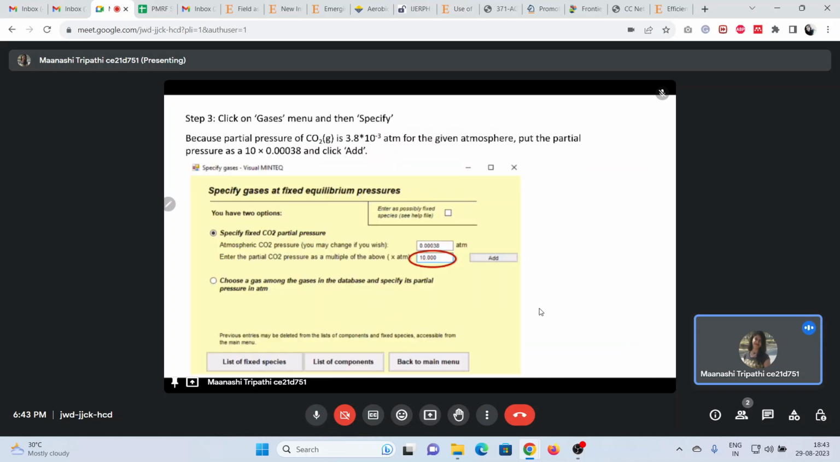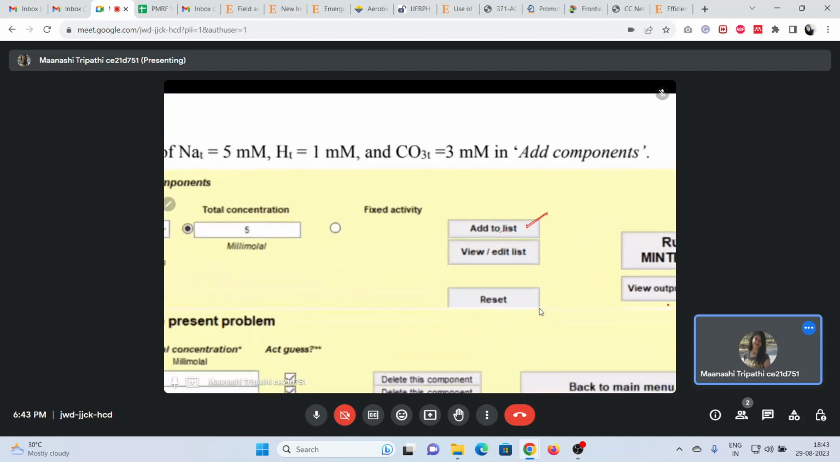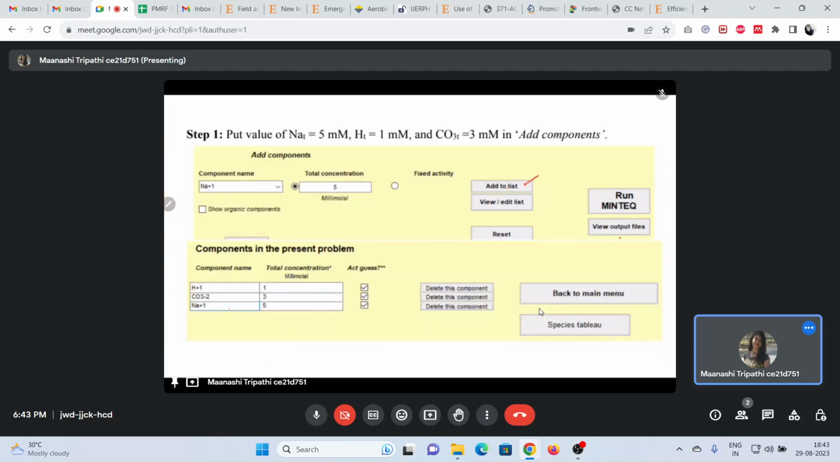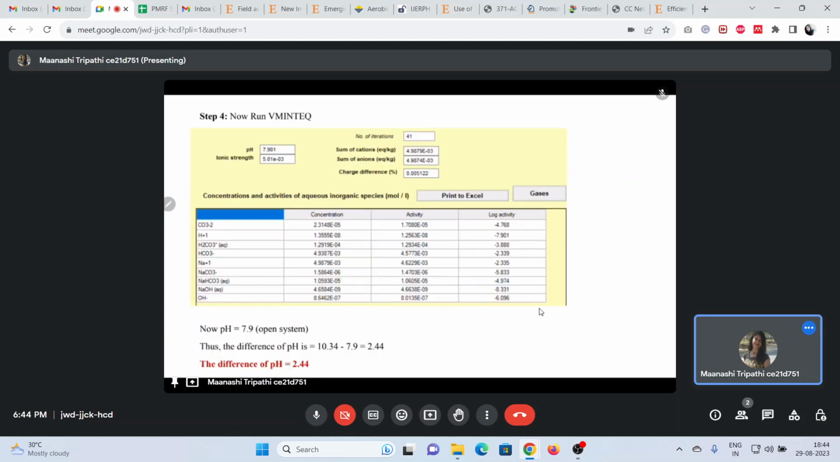Now talking about the open system. We have to click the gases menu and we have to specify the partial pressure of carbon dioxide in the open system. We will put the partial pressure as 10 to the power minus 3.42 and click add. After doing this, we will again click on the table and we will get all these results for the open system.